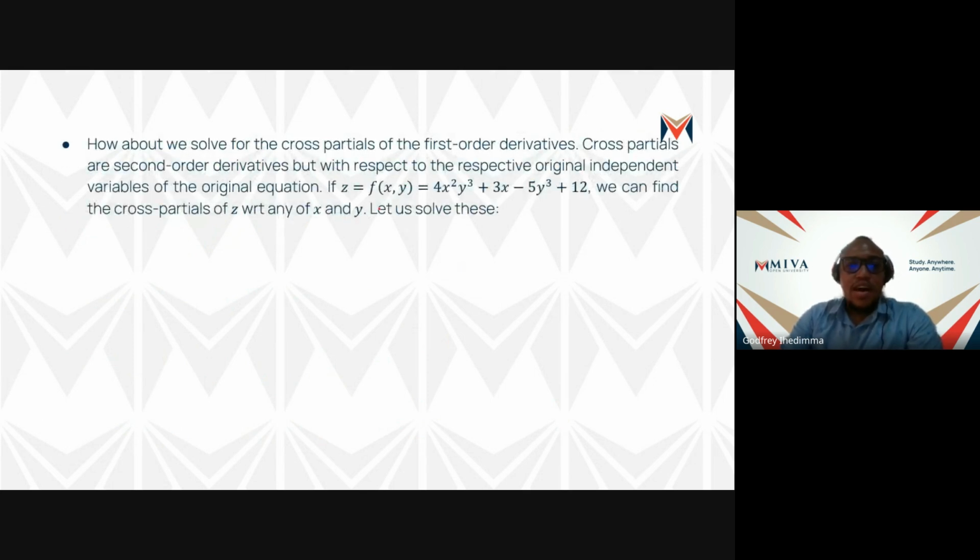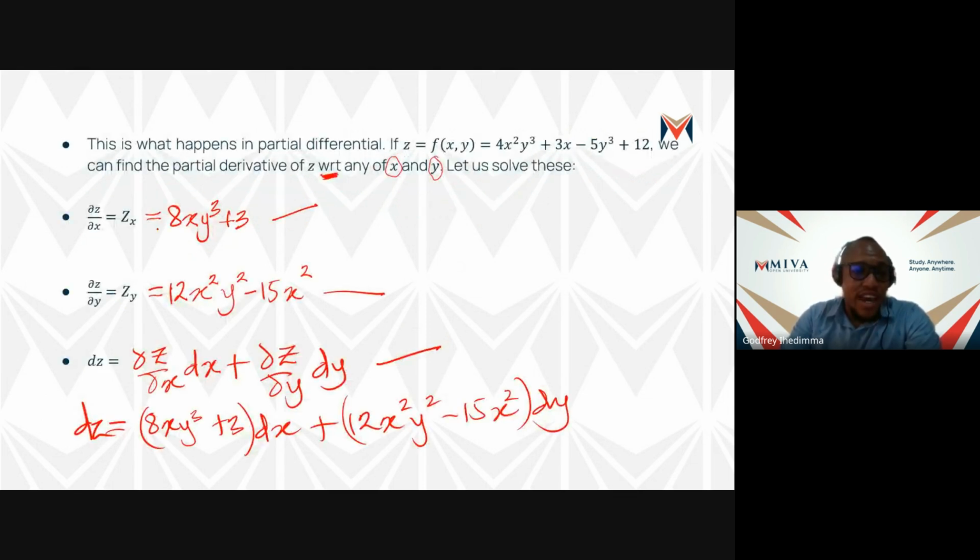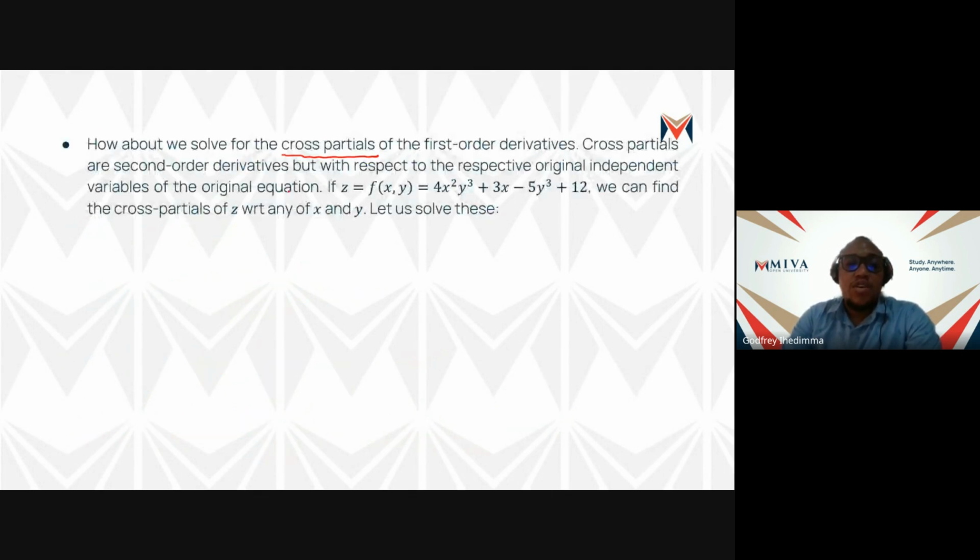Now, we're going to consider this same function, but this time around, we'll be looking at how to get what we call the cross-partials. I am teaching you cross-partials because before we can talk about second-order differentials, we need to differentiate two times. Recall from what we did here, we can differentiate z with respect to x, and we can differentiate z with respect to y. I also need you to understand that the second order differential, you can still differentiate with respect to x and y. For this second one, you can also differentiate it with respect to x and y. So these are what we call the cross partials.